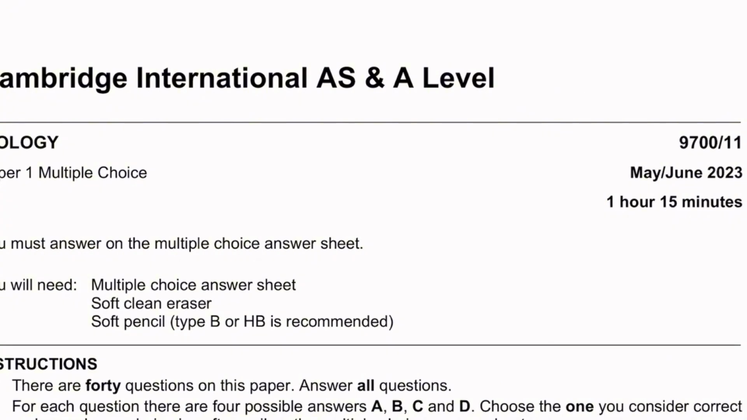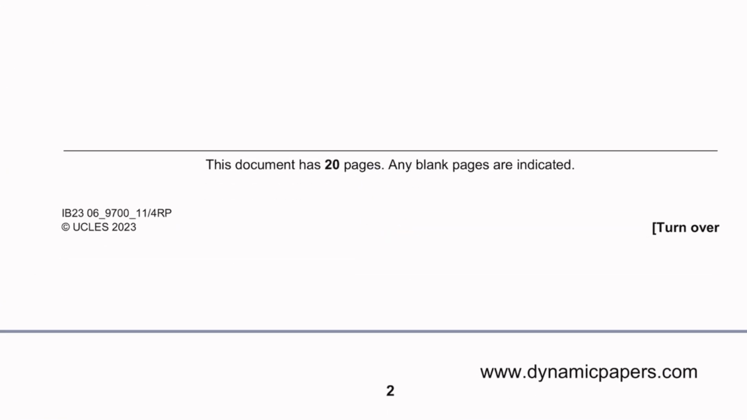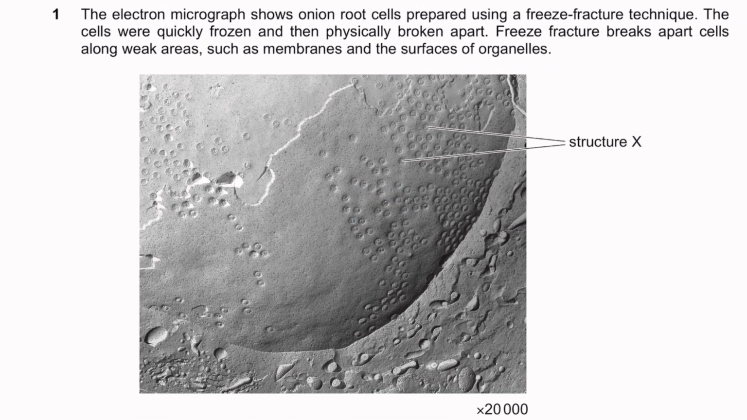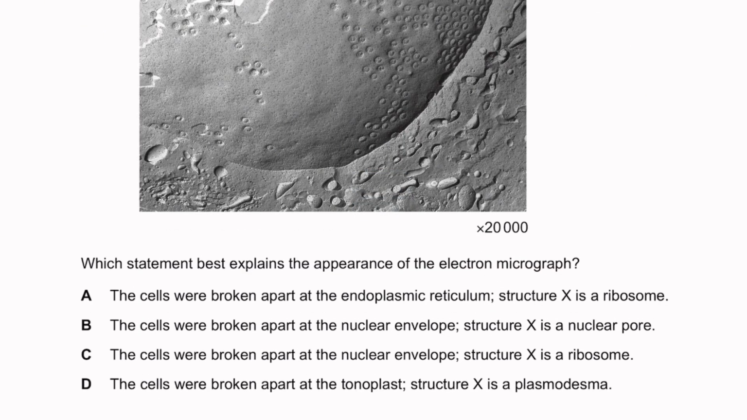Now let's see question number 1. The electron micrograph shows onion root cells prepared using freeze fracture technique. The cells were quickly frozen and physically broken apart. Freeze fracture breaks apart cells along weak areas such as membranes and surfaces of organelles. So there's structure X, and which statement best explains the appearance of the electron micrograph?